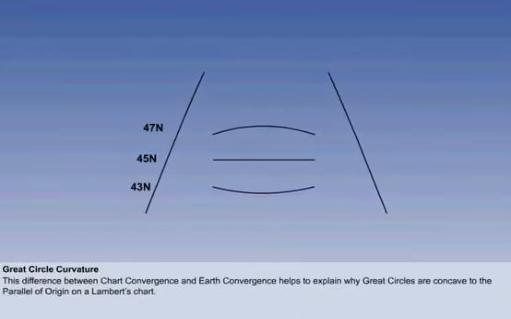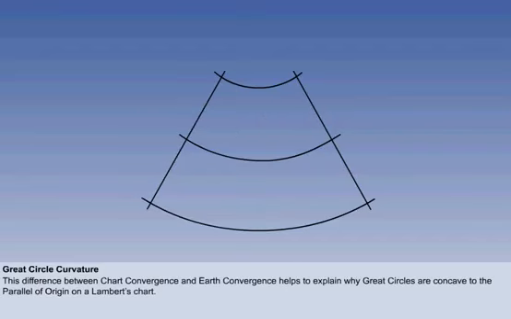This difference between chart convergence and Earth convergence helps to explain why great circles are concave to the parallel of origin on a Lambert's chart. Imagine a Lambert's chart. Take two meridians, say 20 degrees apart. Now consider three different latitudes, say 47 north, 45 north, and 43 north. The parallel of origin will be 45 north.